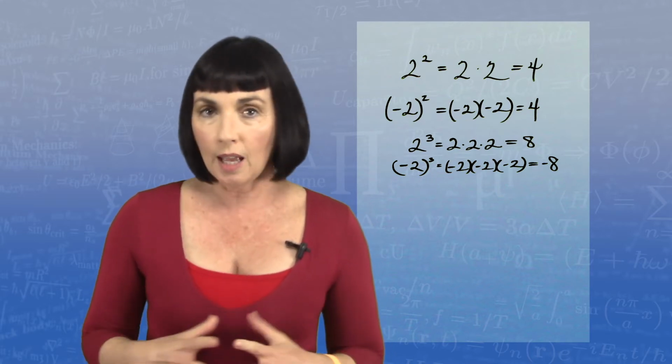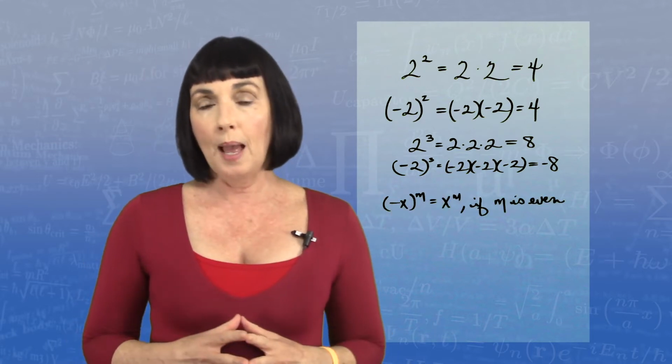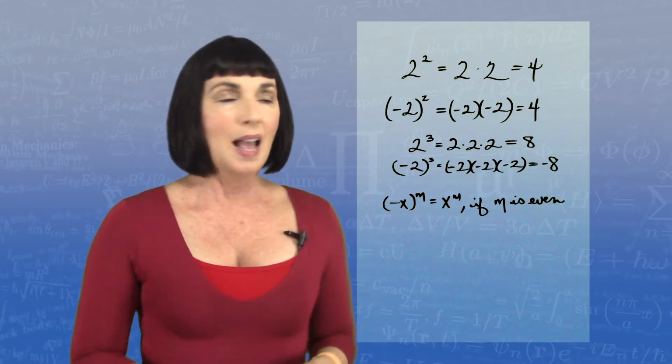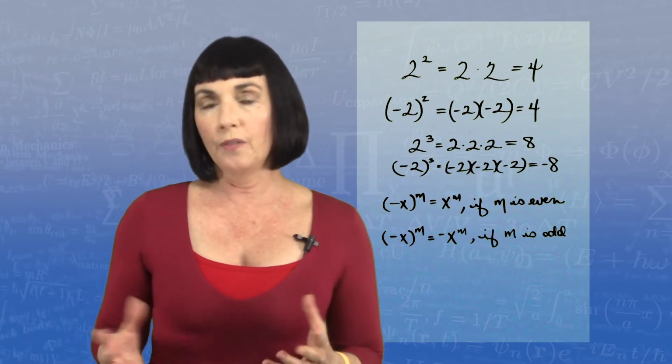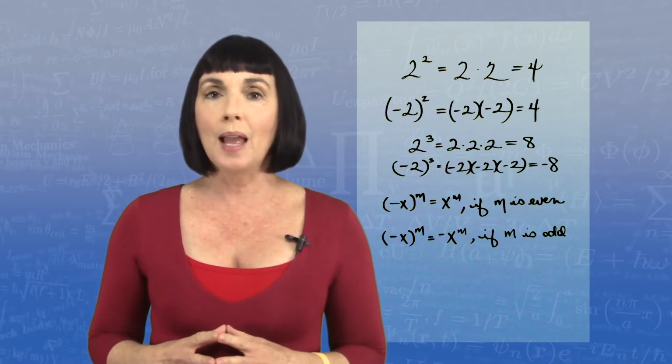So we can generalize that to this. Negative x raised to the power of m is equal to x to the power of m if m is even. And negative x raised to the power of m is equal to the negative of x raised to the power of m if m is odd. Let's do a couple of examples to prove to ourselves that this rule is correct.